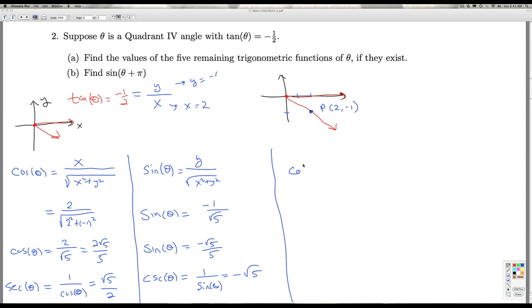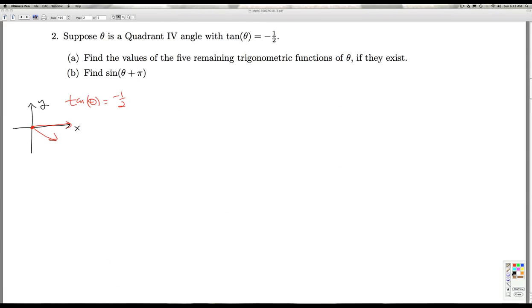And last but not least, the cotangent of theta is x over y, which in this case is 2 over -1, which is -2. So whether you go the identity route or this route or some route of your own, it doesn't matter as long as what you're doing is mathematically correct. And that'll do it for number 2, part A.